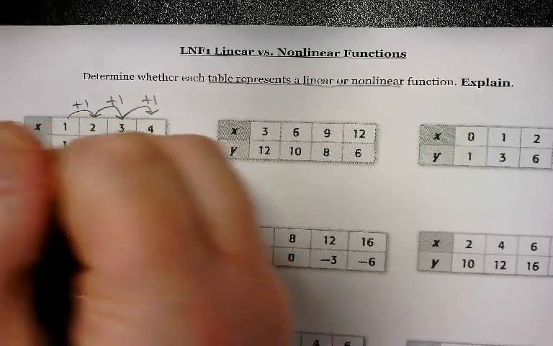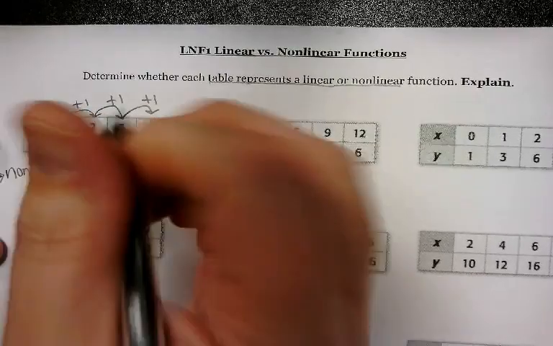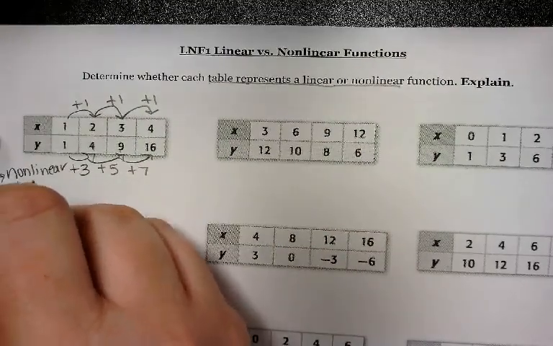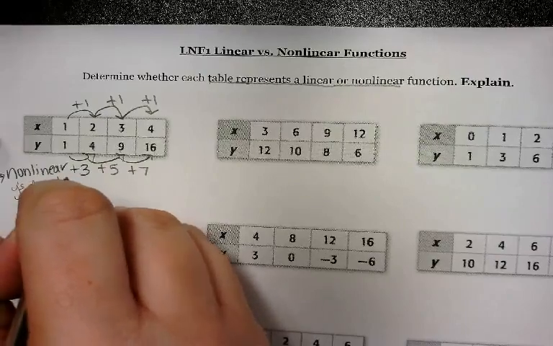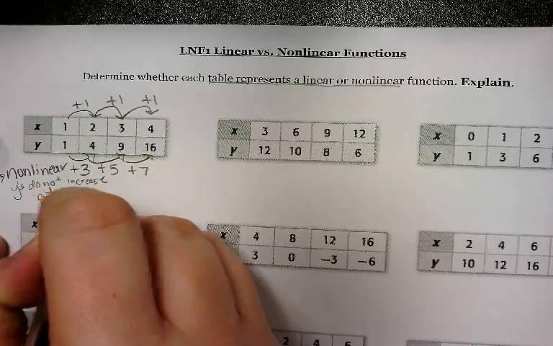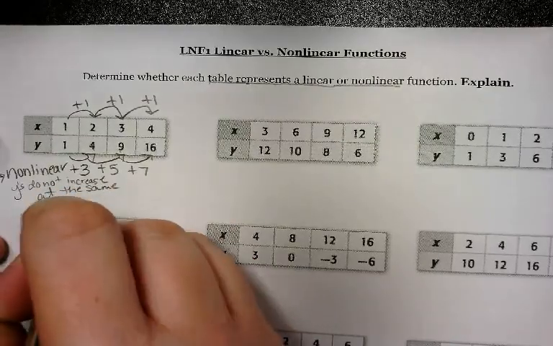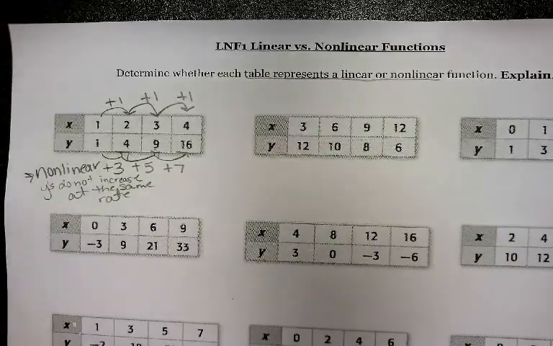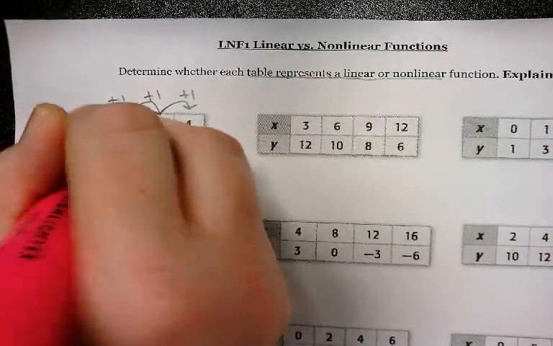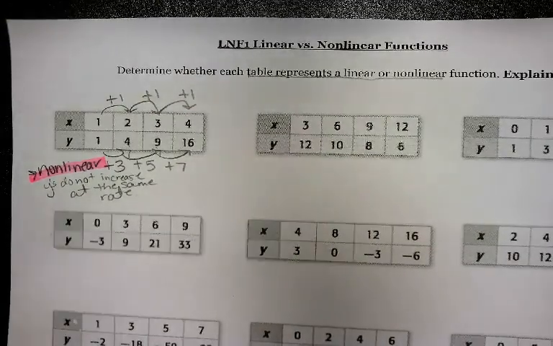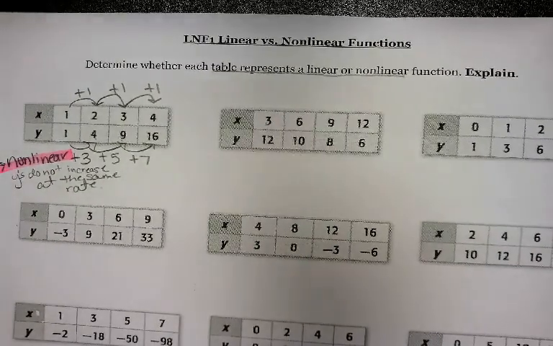And the reason why is our y's do not increase at the same rate. It's non-linear because these y's right here are not increasing by the same rate. Okay, and they could increase or decrease. It does not matter as far as that, as long as it is the same representation each time.